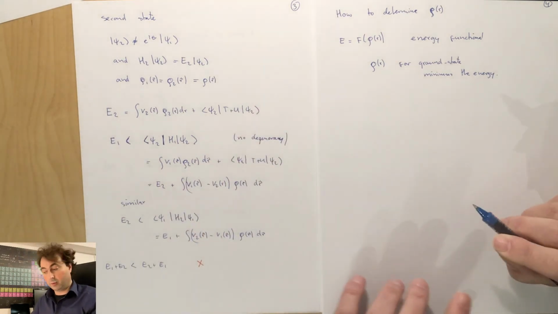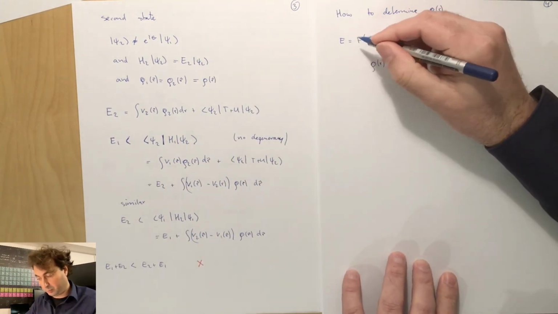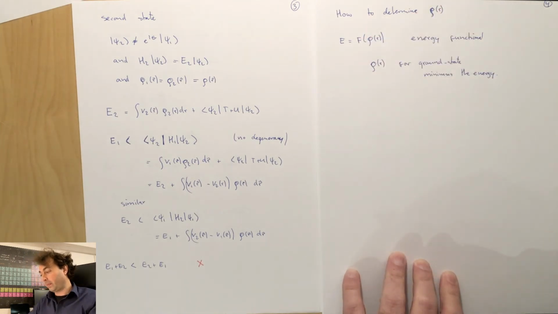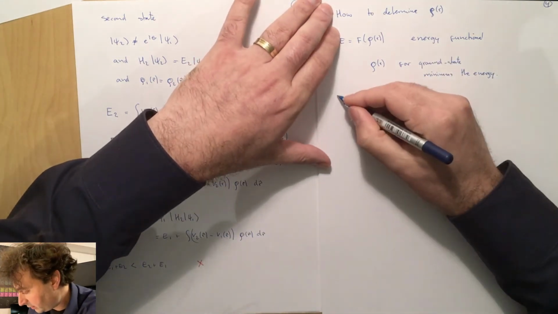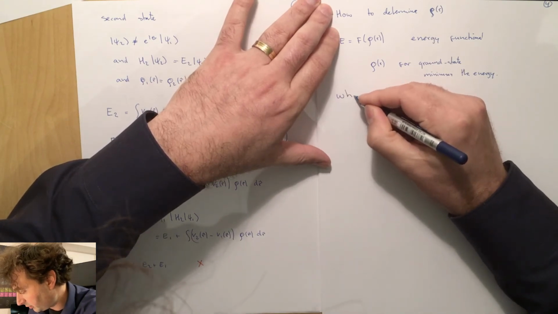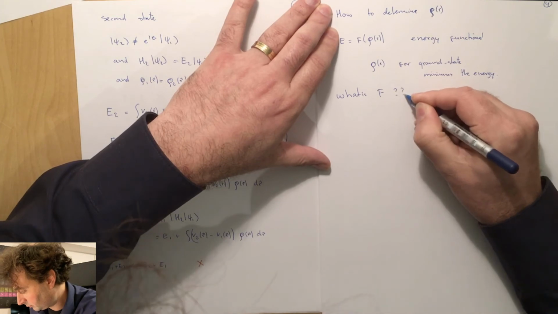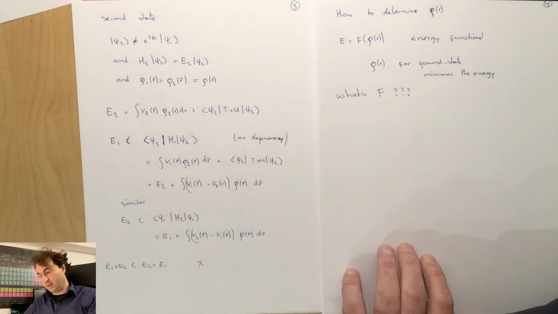So again, we're looking for an extremum. If we knew our functional, which defines an energy with respect to some density, then we have to minimize over the density rho to find the ground state. But that of course leaves the question, what is our functional? And this is still an open question in density functional theory.